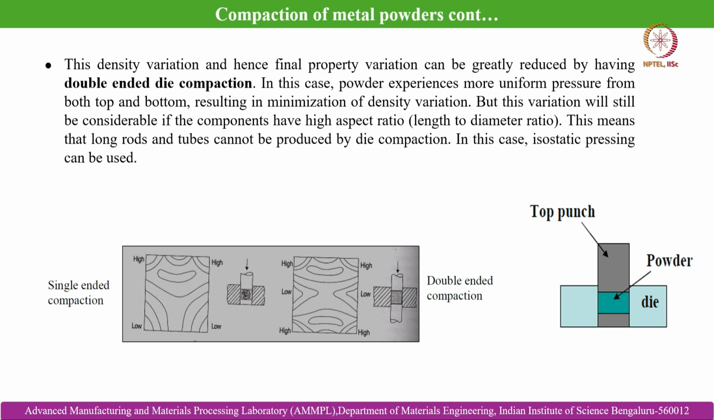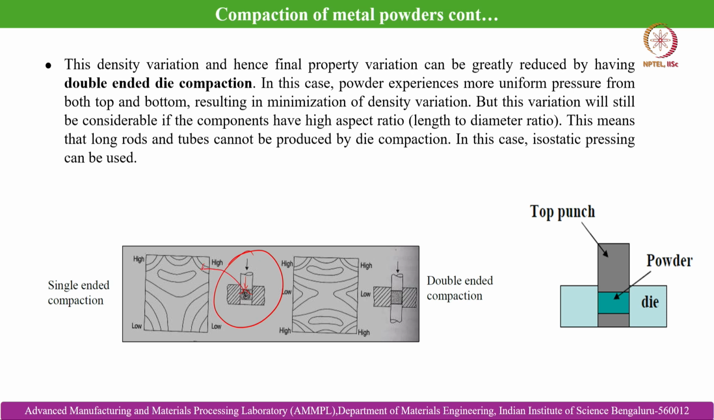This density variation, and hence final property variation, can be greatly reduced by having a double ended die compaction. In this case, the powder experiences more uniform pressure from both top and bottom. So, single ended die compaction, you can see this is the example. Immediately beneath the punch, you can see there is high density at the corners.